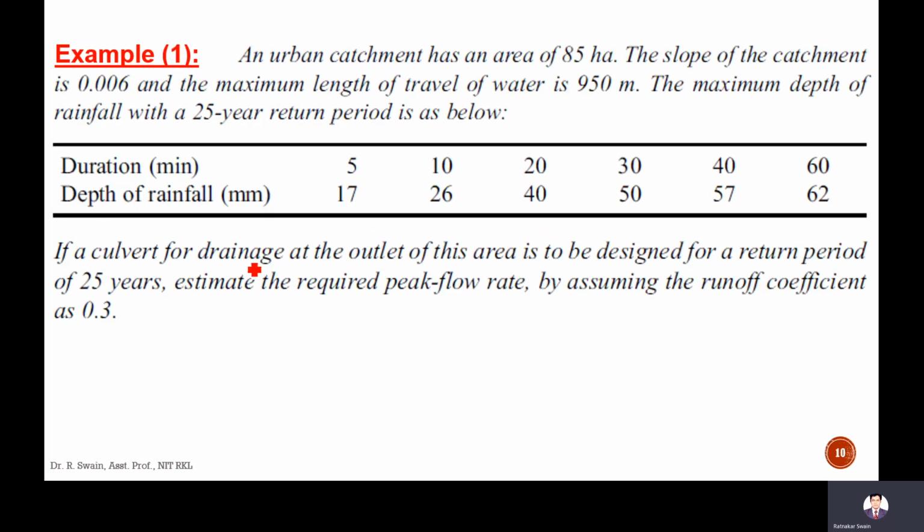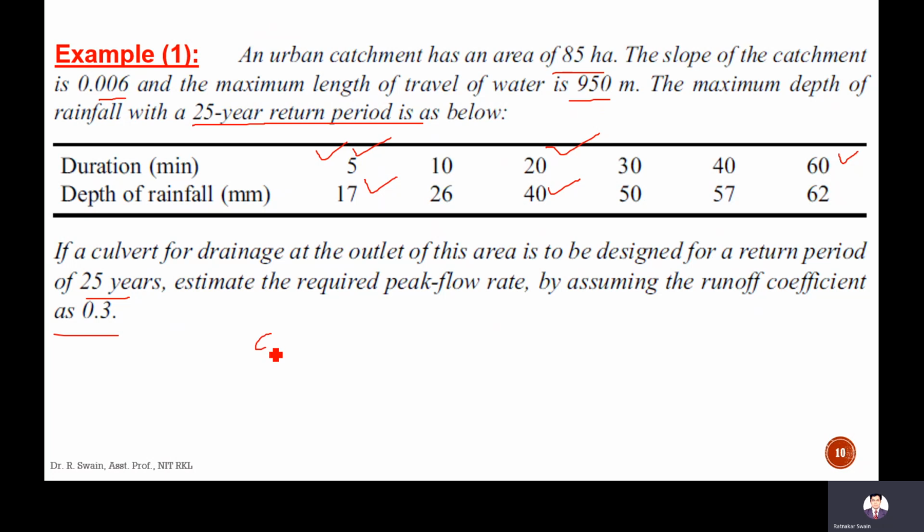Okay, let's solve this problem. An urban catchment has an area of 85 hectares, the slope of the catchment is 0.006, and the maximum length of travel of the water is 950 meters. The maximum depth of rainfall is given with a 25-year return period, and for different durations the depth of rainfall is given. If there is 5 minutes of rainfall, the depth is this. If there is 20 minutes of duration, the depth of rainfall is 40. If a culvert for drainage at the outlet of this area is to be designed for a return period of 25 years, estimate the required peak flow rate by assuming a runoff coefficient of 0.3.